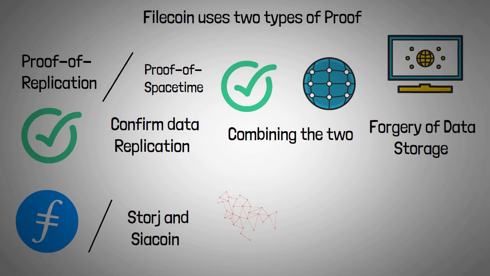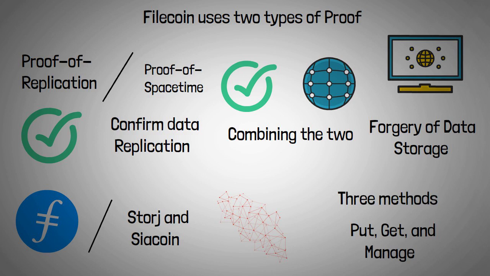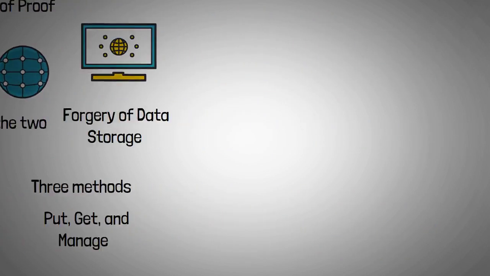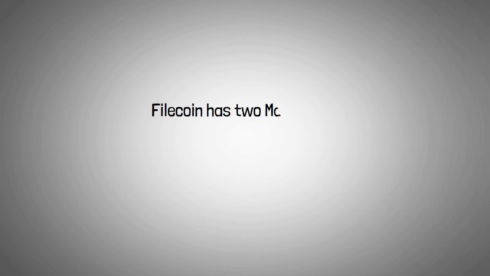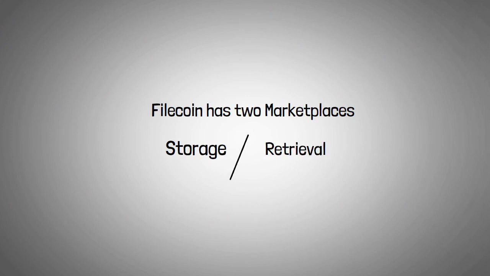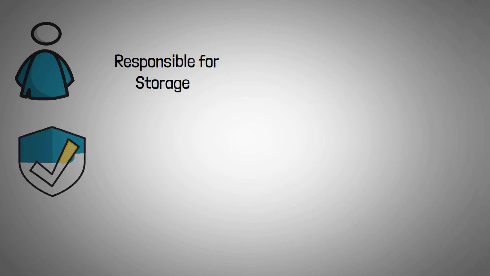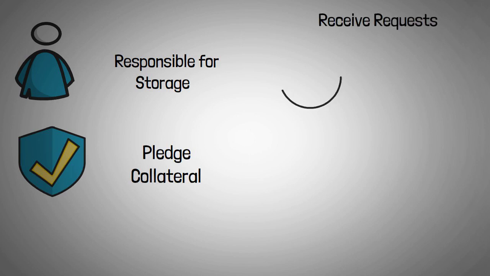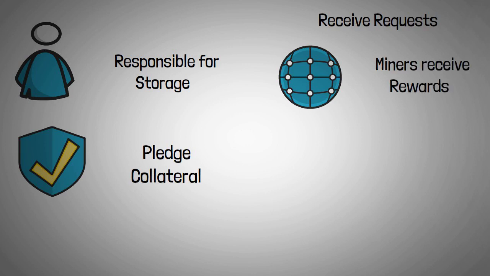The miner proofs used to create a network are based on three methods: put, get, manage. Put and get methods are used for storing and accessing data in the storage on the client's request. Filecoin has two marketplaces. One is for storage, and the other one is for retrieval. The managing method is used for managing the marketplace by matching buy and sell orders on the platform. Storage miners receive put requests and are responsible for the storage of data. To keep the data safe, miners must pledge collateral proportional to the data stored. Retrieval miners receive requests and are responsible for fetching the client's data. Both the miners receive rewards for the network's native coin Fil.